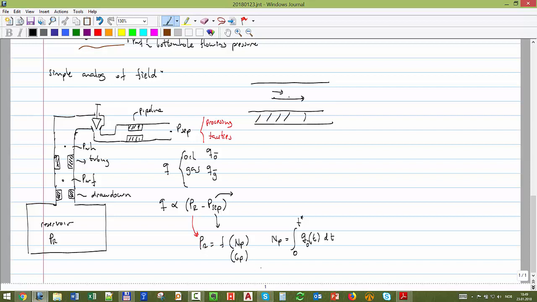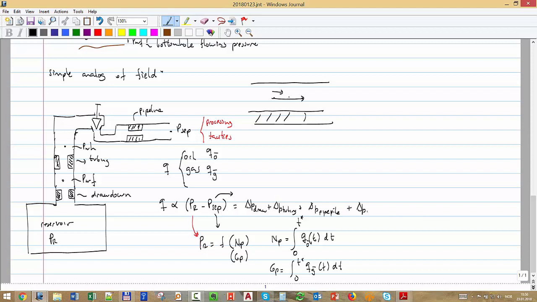This Q oil, or GP, will be Q gas. But there is something else. This difference is important, but this difference is just the pressure drop. Okay, this is equal to the drawdown, plus the delta P of the tubing, plus the delta P of the pipeline. But you have here something extremely important, which is the delta P of the choke. And this I can control.